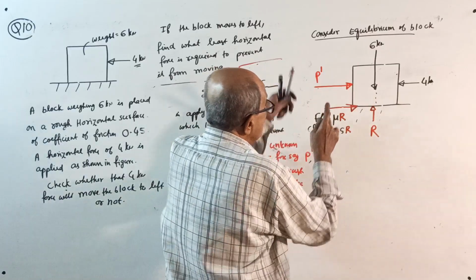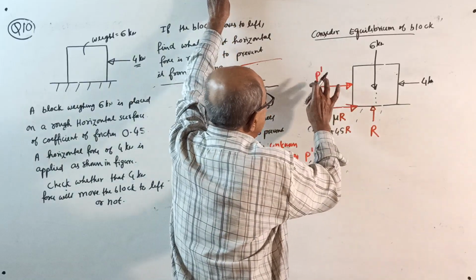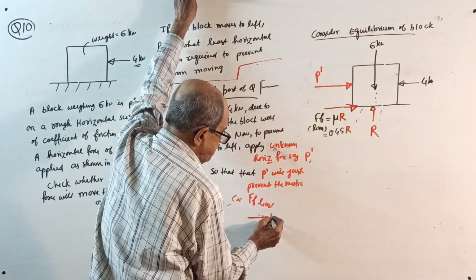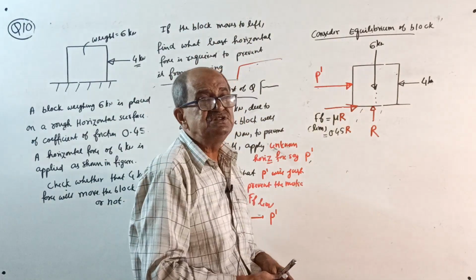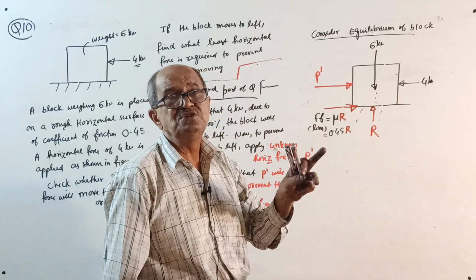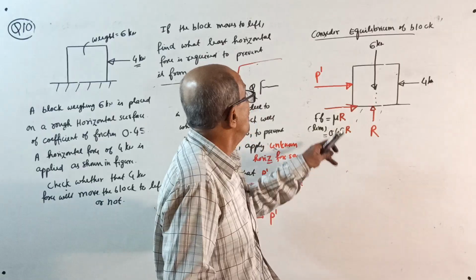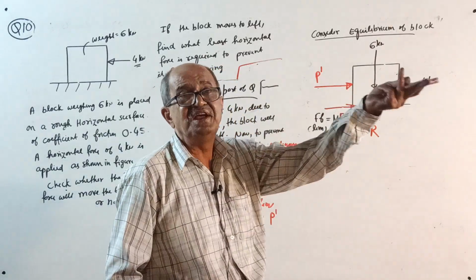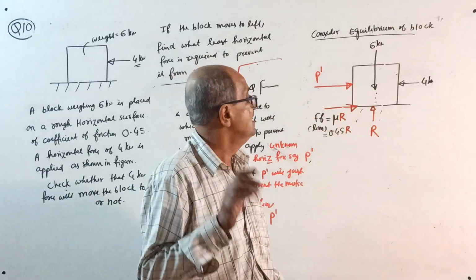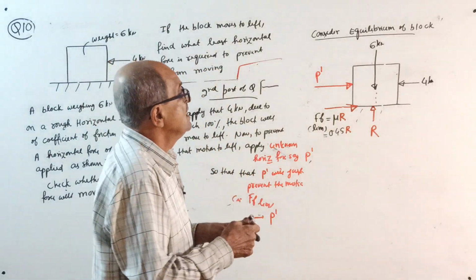Then once again remember, now note here, even this P dash, that's very, very important, you write here, that P dash will be just enough to prevent the motion, or the block is still on the verge of moving. Next class I am giving one more question. I will ask you what force will move it to right side. That is something else, then you have to increase it. That is next class question. So that P dash will be just enough to prevent the motion.